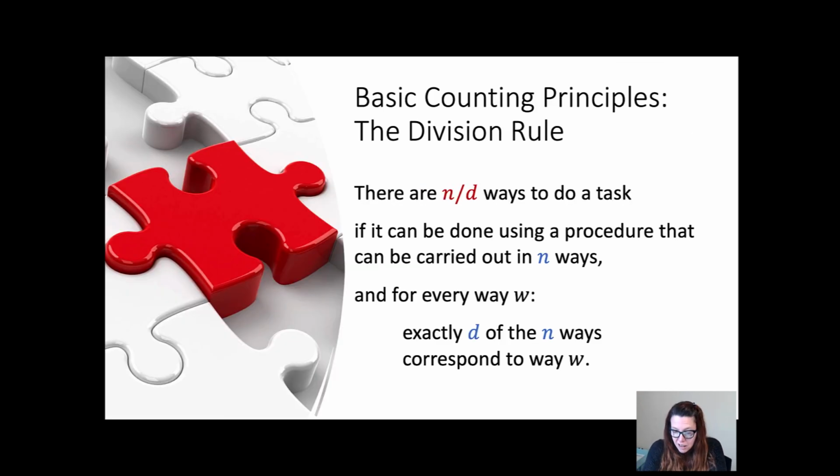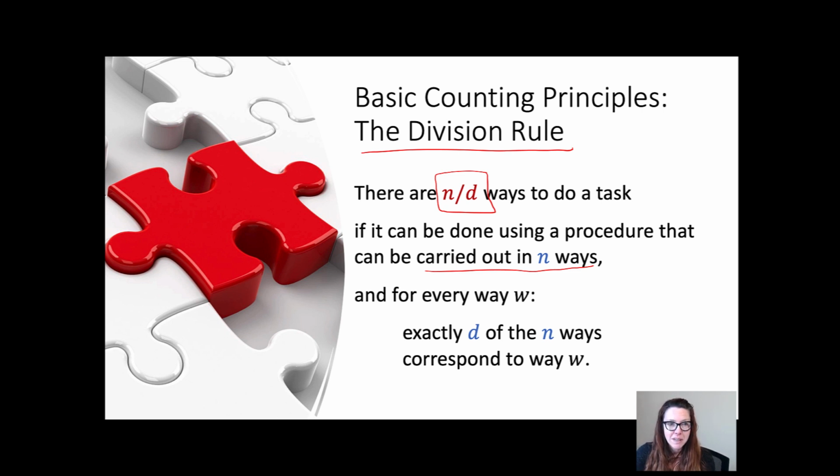Okay, so final rule. And this one reads the worst, to be honest. I'm not loving the way that it's laid out. But it will make sense once we apply it. Okay, so if there are N over D ways to do a task, so that's like the answer. If it can be done using a procedure that can be carried out in N ways, and for every way, exactly D of the N ways correspond to that way.